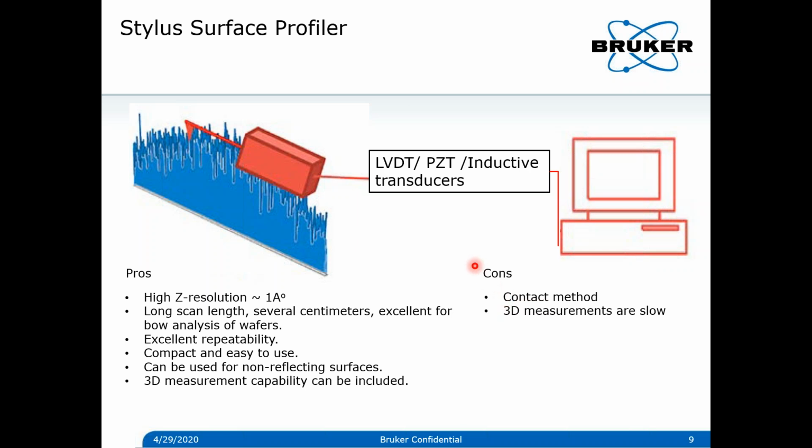Another option would be a stylus surface profiler, where you have a stylus connected to a transducer. The movement of the stylus is monitored by the transducer, and that signal is then fed to the computer for the analysis, which will apply different kinds of filters, and then we will understand the surface from the measurement. Now, the pros here are high Z resolution of around 1 angstrom and long scan length, typically 55 mm in our case, excellent repeatability, and you can even do 3D measurements. But there are cons, like it's a contact method, and 3D measurements are slow.